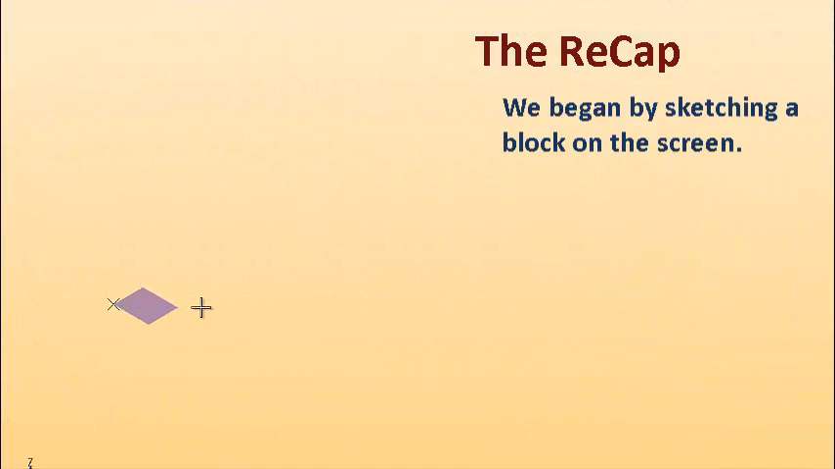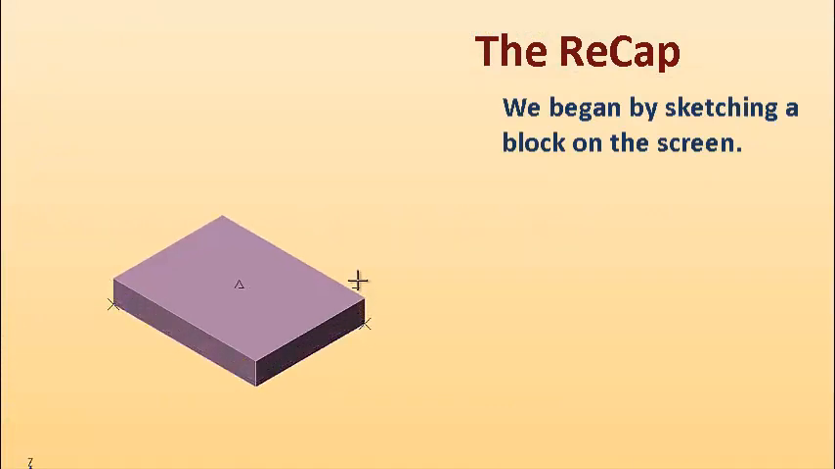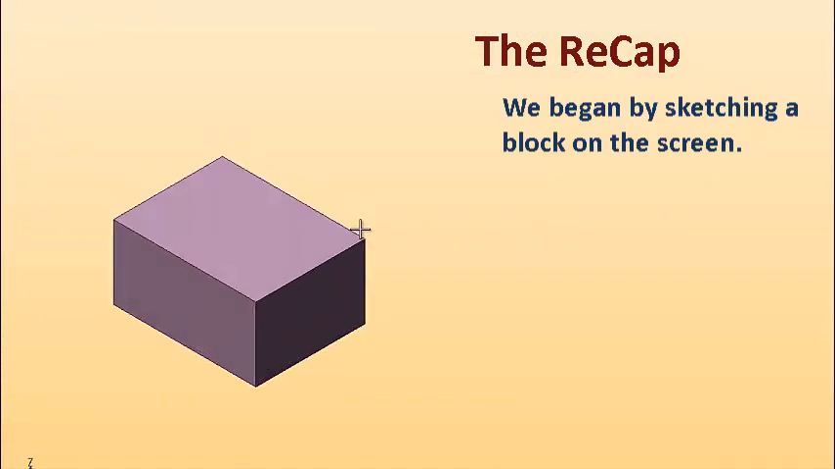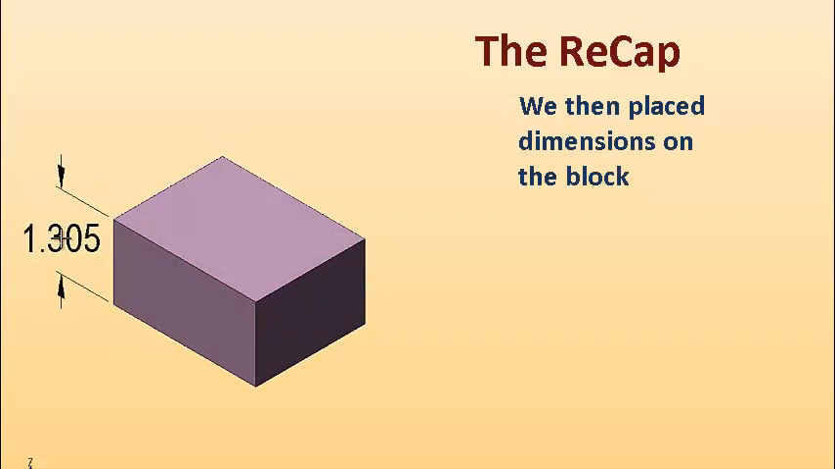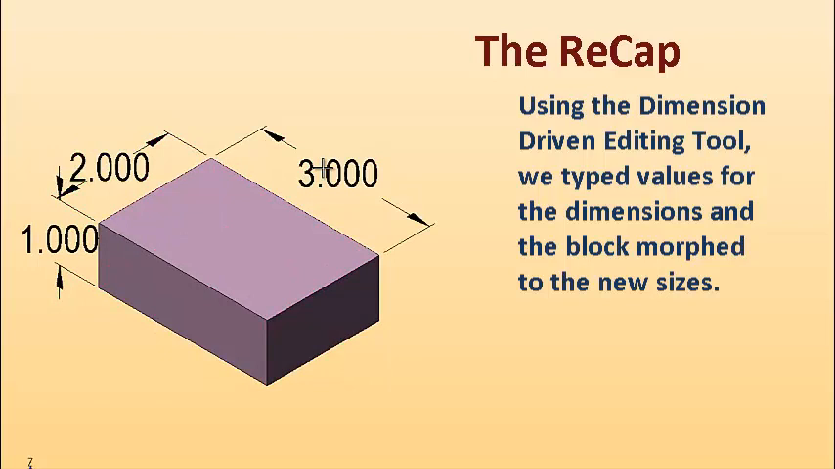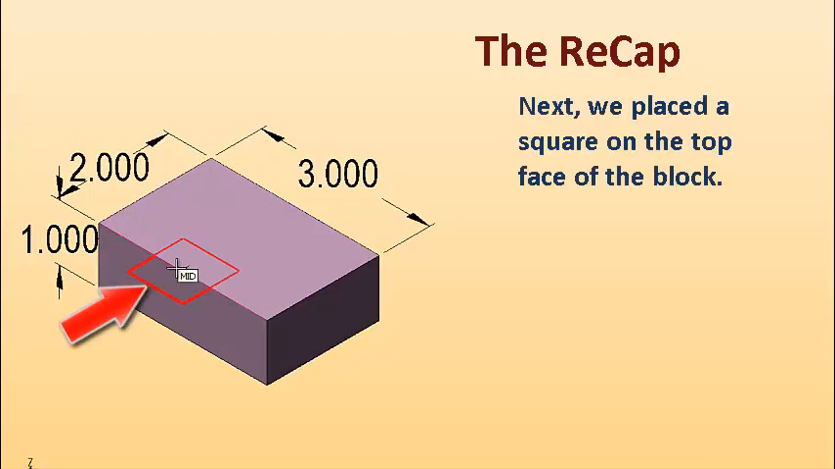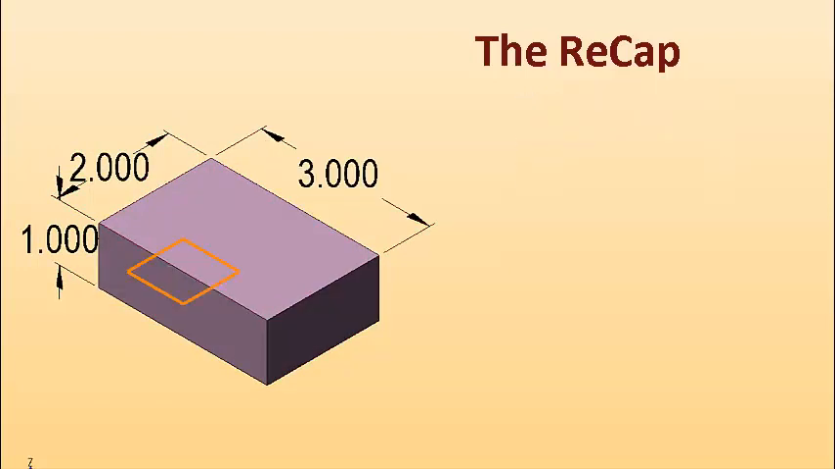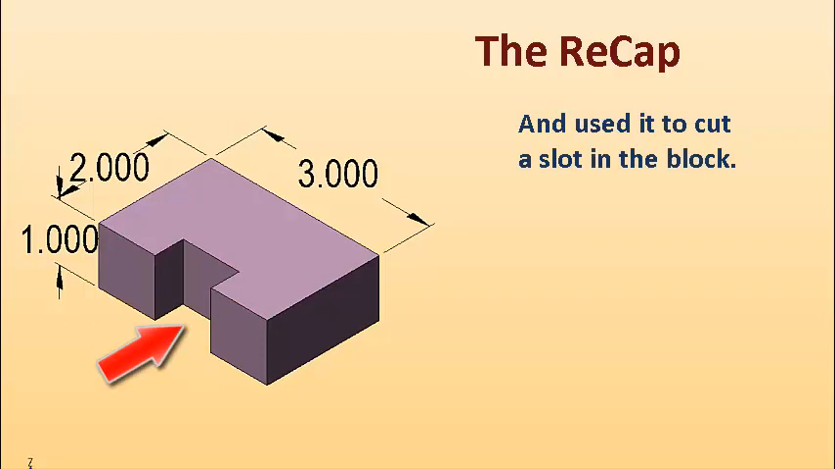So let's recap. We began by sketching a block on the screen. We then placed dimensions on the block. We clicked on those dimensions and changed them to our final values. Next, we created a rectangle on the top face and used the cut function to create a slot.